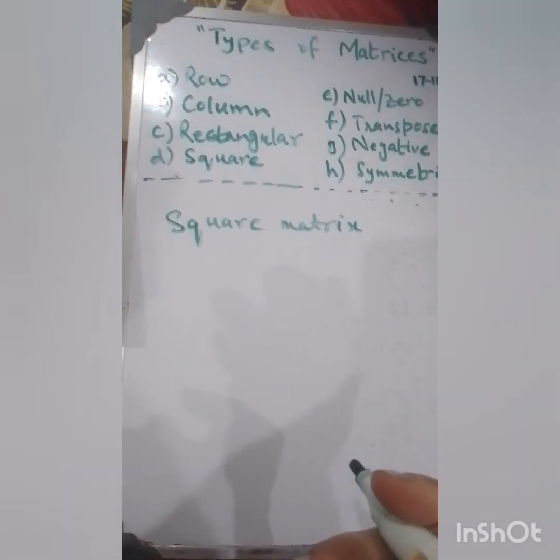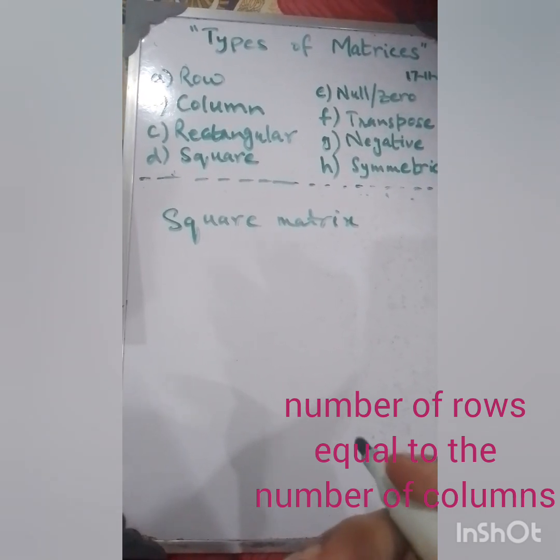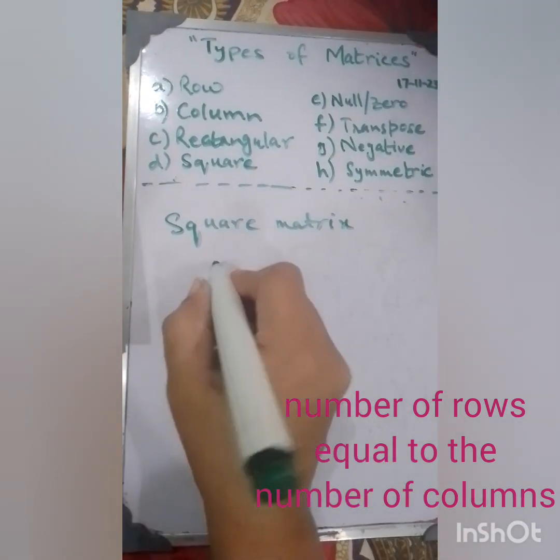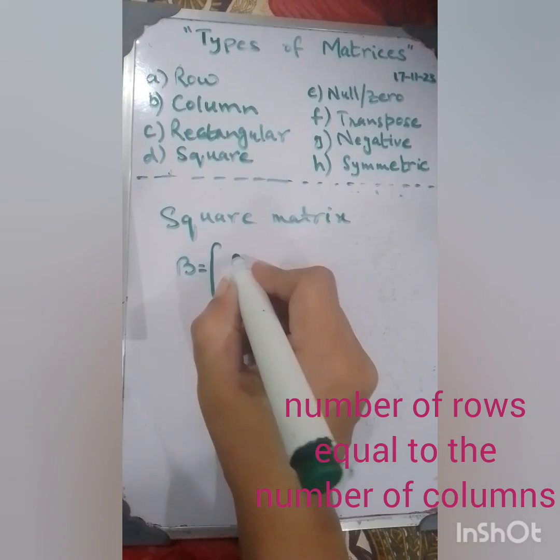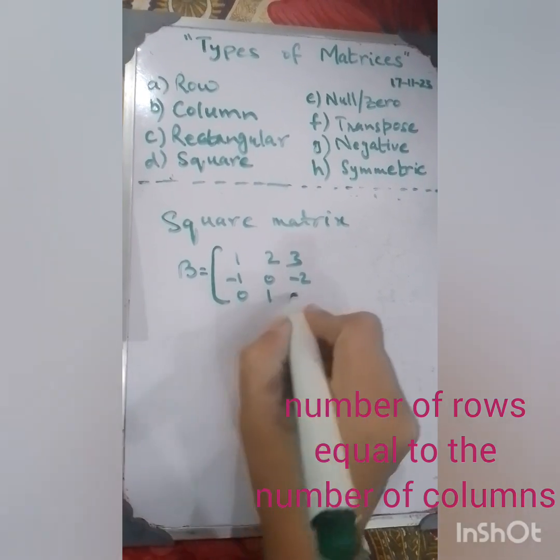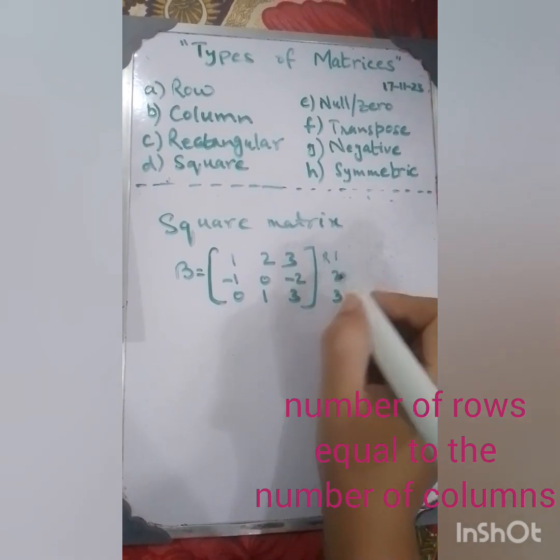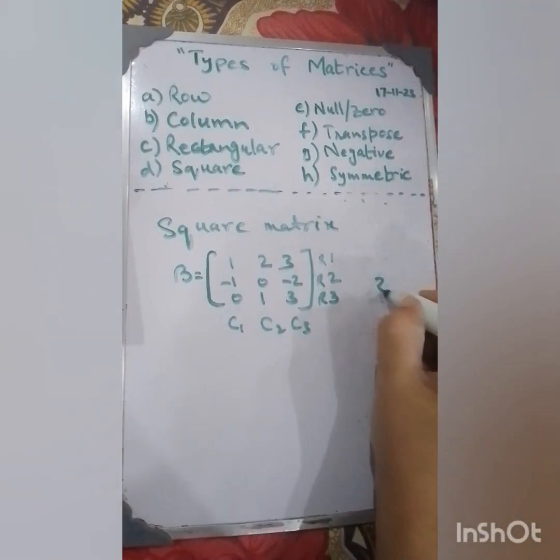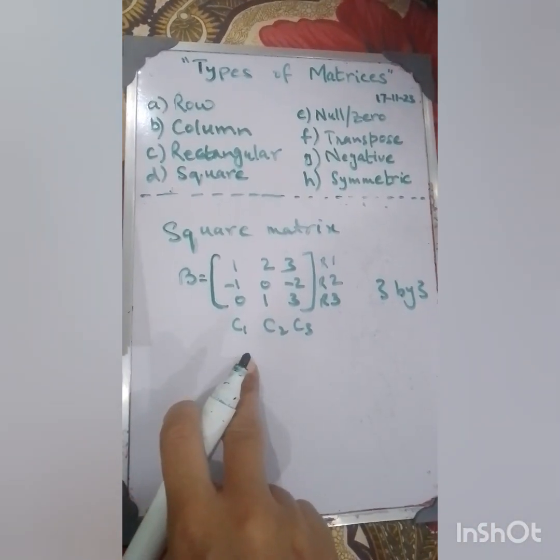Now let's talk about the square matrix. A square matrix is a matrix in which the number of rows is equal to the number of columns. Let's have an example. Let's consider B as a matrix with 1, 2, 3, -1, 0, -2, 0, 1 and 3. So you can see 1, 2, 3, these are the rows and these are the columns, C1, C2, C3. So the order is 3 by 3. So the order is equal. The number of rows is equal to the number of columns.